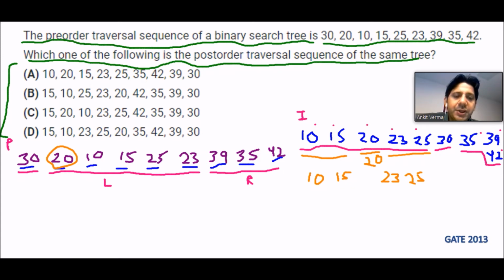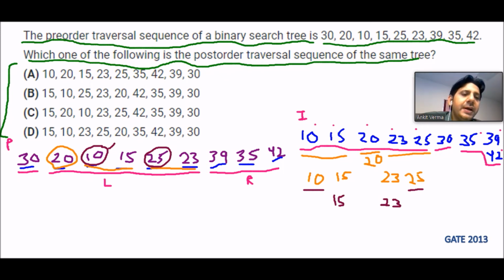Now further we match 10 and 15, so 10 and 15 are matching. Then we match 23 and 25, they are again matching. Out of this we find that 10 is the parent because it is coming first. So if 10 is the parent, then 15 comes on the right of that. Now in the right part we find that 25 is the parent because it is pre-order and the first one is always the parent. So if 25 is the parent, 23 will come on the left-hand side. So we are ready with the left subtree.